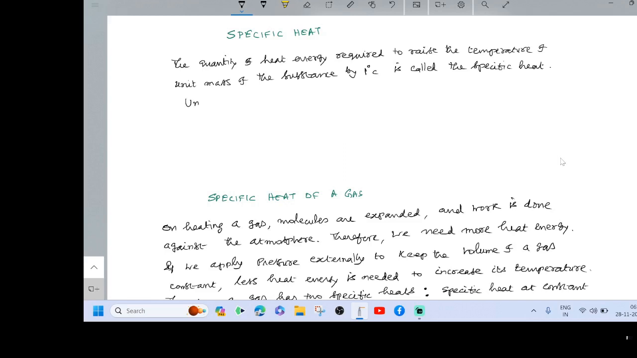The unit of specific heat is obtained by the relation H = mcθ. Heat capacity H equals mass times specific heat times rise in temperature. Then the specific heat c = H/(mθ). Heat energy is measured in joule, mass in kilogram, and temperature in Kelvin. This is equal to J kg⁻¹ K⁻¹. This is our SI unit.